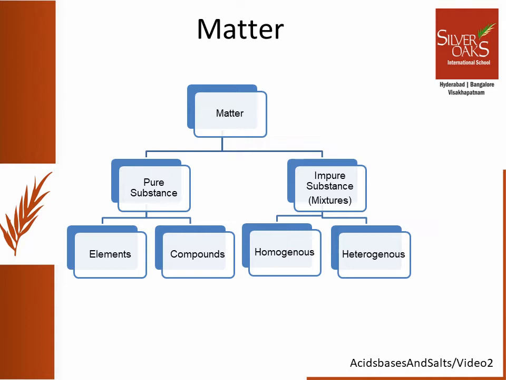Whereas compounds are all those substances where two or more elements are chemically combined in a fixed ratio. So when I say water, it is always H2O, where two atoms of hydrogen combine with one atom of oxygen to form one molecule of water. Or when I say hydrochloric acid, it is HCl, where one atom of hydrogen and one atom of chlorine combine to form one molecule of HCl. So we are further studying this category of pure substances called compounds.